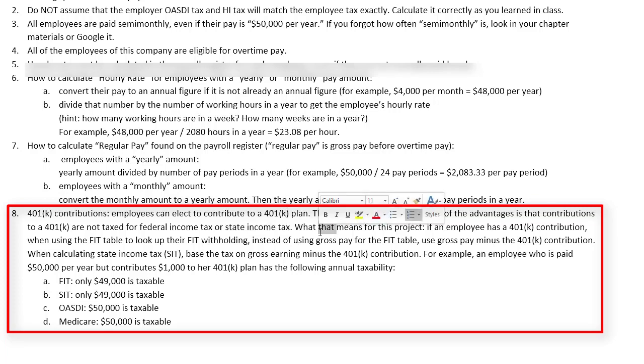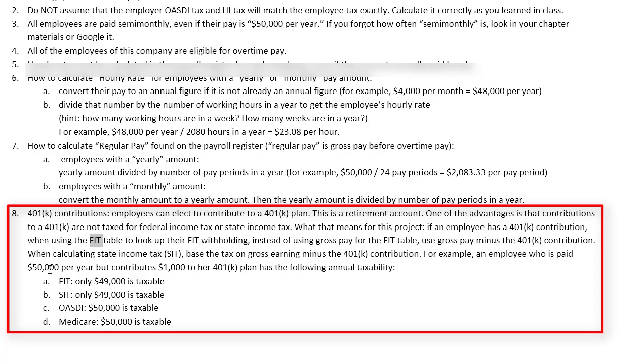So what that means for this project is if an employee has a 401k contribution, when using the FIT table, instead of using the gross pay, you have to use the gross pay minus whatever they contributed to the 401k for that pay period. When calculating the SIT, base the tax on the gross earnings minus the 401k contribution. So let's do an example.